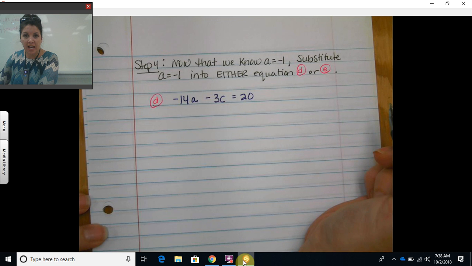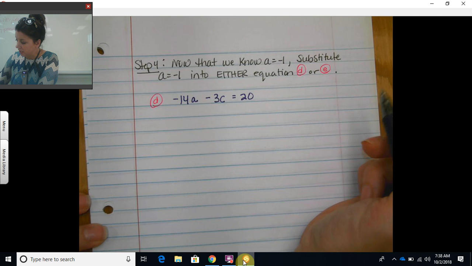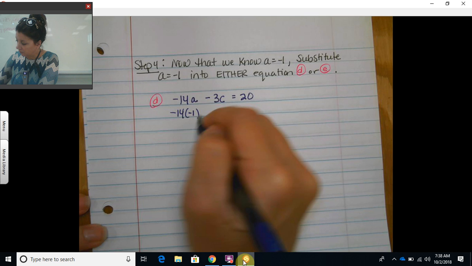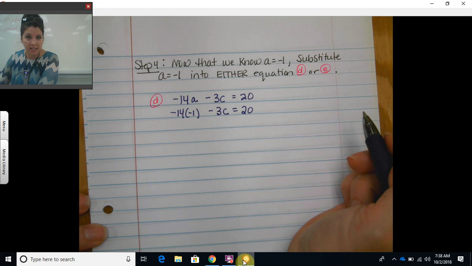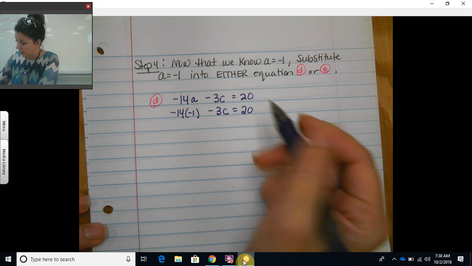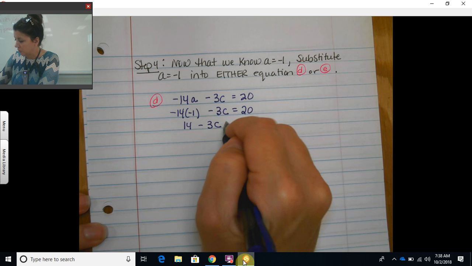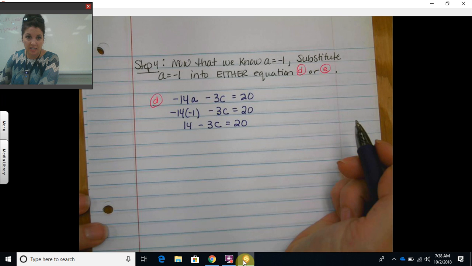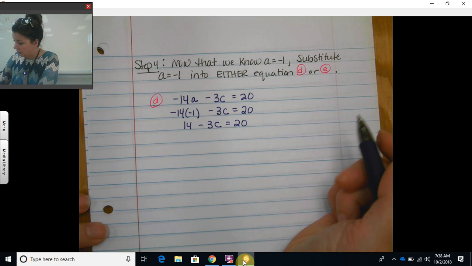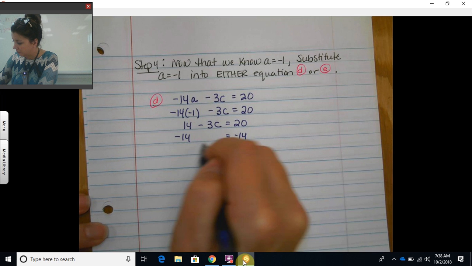And I know that a equals negative 1. So negative 14 times negative 1 minus 3c equals 20. Simplify on the left side. Negative 14 times negative 1 is positive 14. Minus 3c equals 20. My only variable now is c. I'm going to solve for that. So I will subtract 14 from both sides.